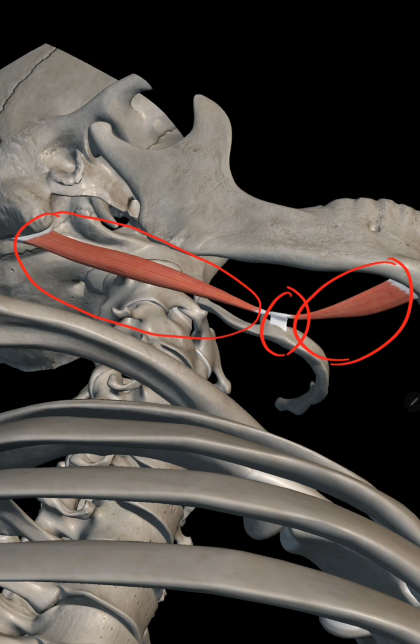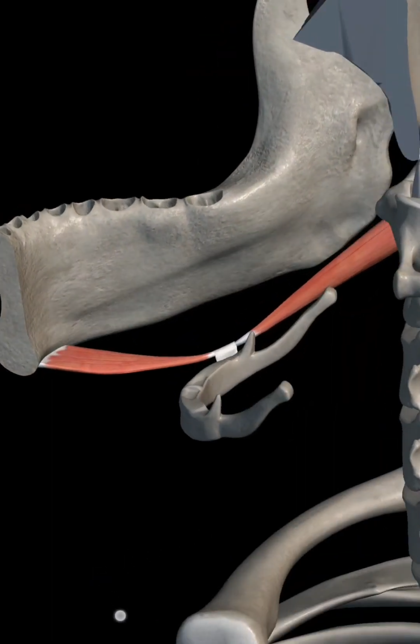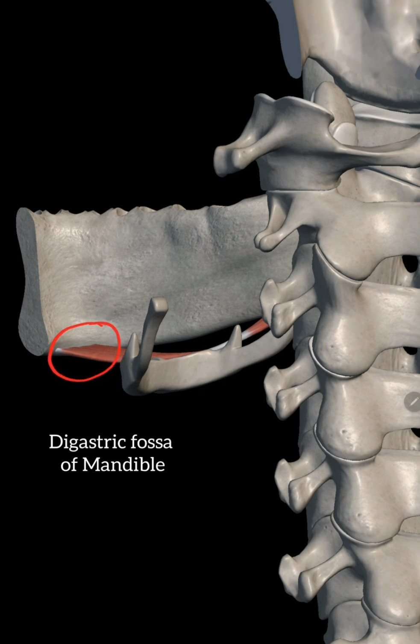One by one we will see the origin and insertion of both of these. Talking about the origin of the anterior belly first, this is the anterior belly. It is originating from the digastric fossa of the mandible. You can clearly see here, the digastric fossa of the mandible.